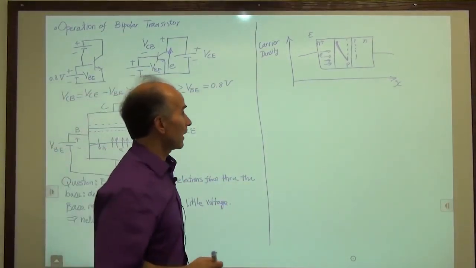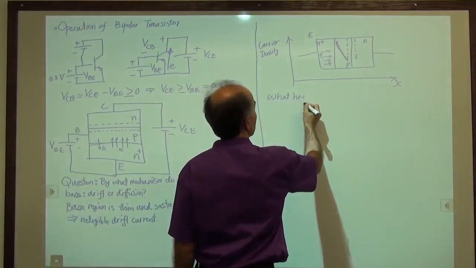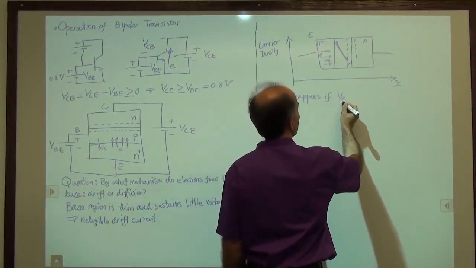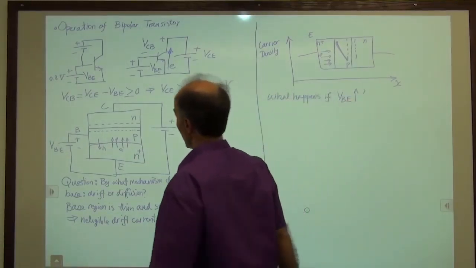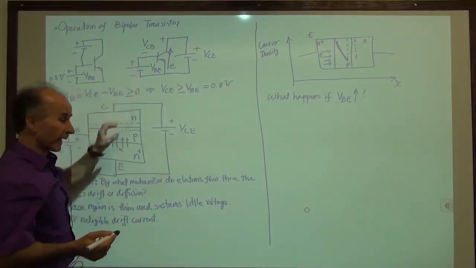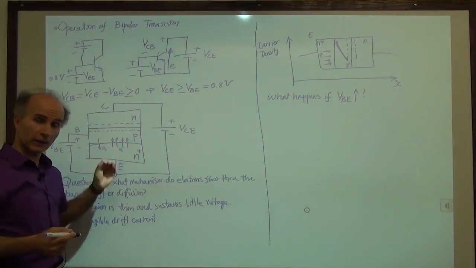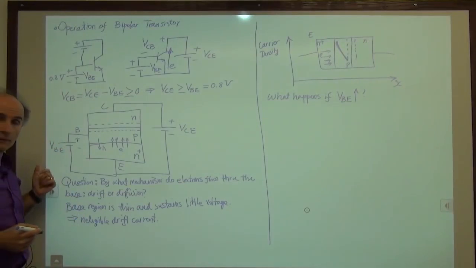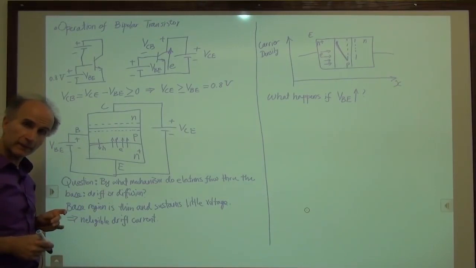Okay, one other question is, what happens if VBE increases? So remember what we did. We took a battery, connected the base emitter to forward bias it, and as a result of forward bias, we had some hole current and a lot of electron current. Now, this was maybe 800 millivolts. Now, what if I make it 810 millivolts? What do I expect to happen?